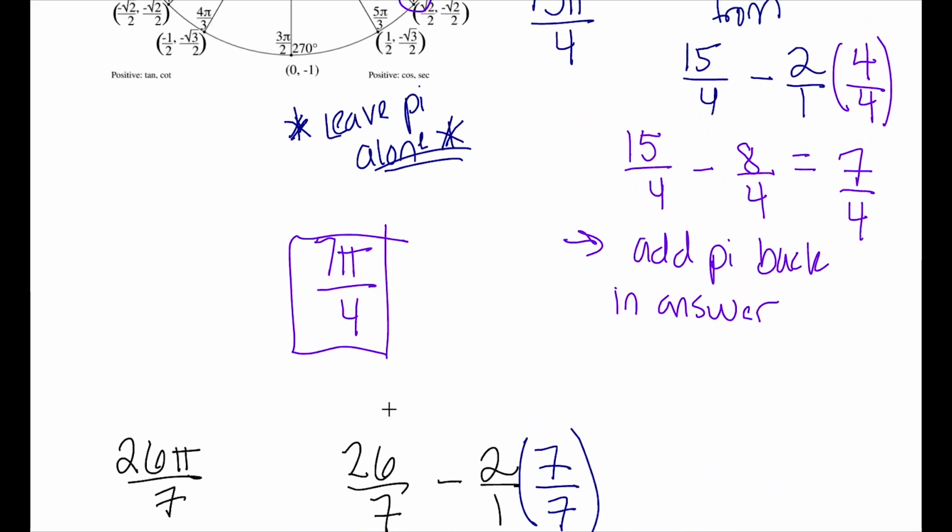We could do the same thing here. 4 times 2 equals 8. 7 is less than 8, so it's between 0 and 2 pi radians.